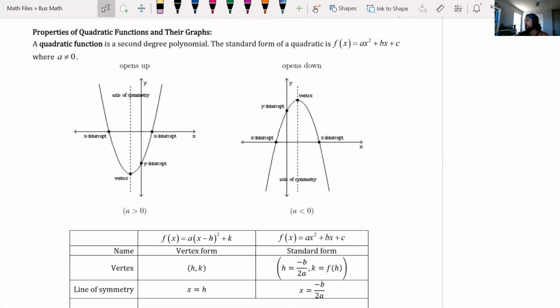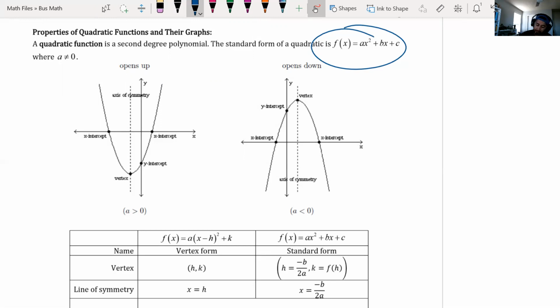Now we get into the properties of quadratic functions and their graphs. So we have been factoring quadratic functions. We've learned about functions, and a quadratic function is of the form ax squared plus bx plus c. Well, the graph that matches a quadratic function is called a parabola. And depending on the leading coefficient of a quadratic function, that will determine how your graph looks.